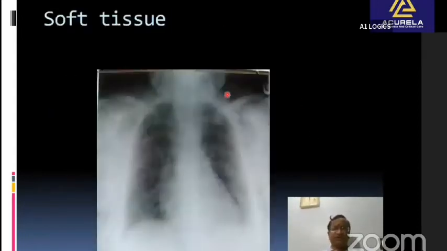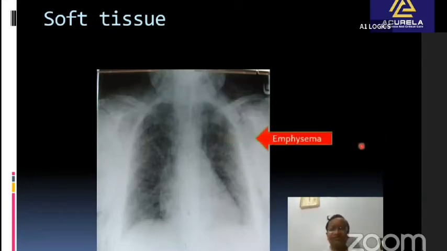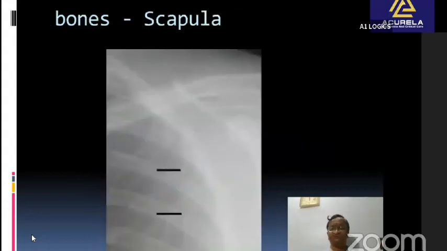Now, for example, if you have looked only at the heart and not exactly at the lungs, you will clearly miss this beautiful emphysema here. You will miss it. So, go methodical, right from the soft tissue.